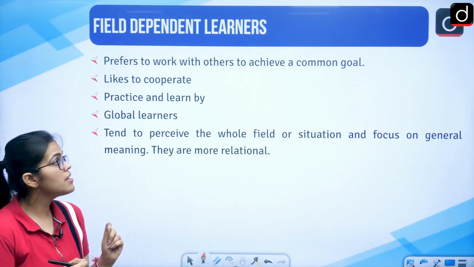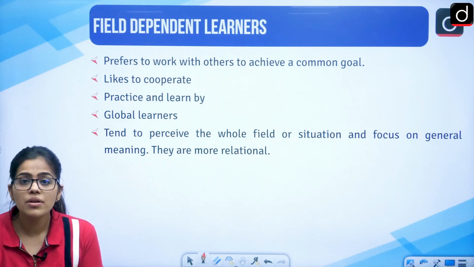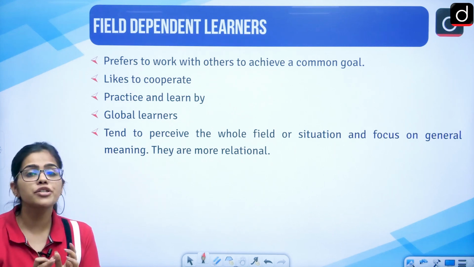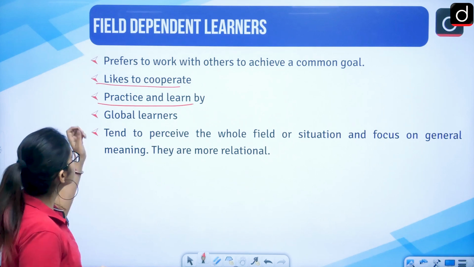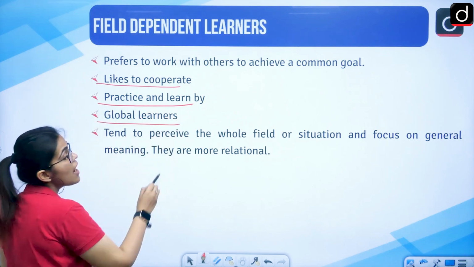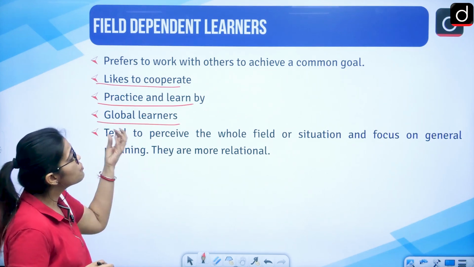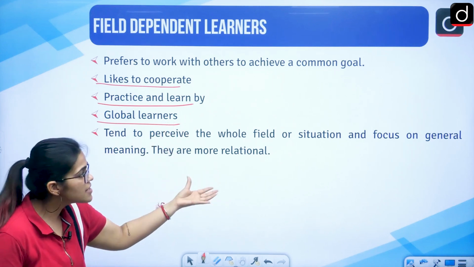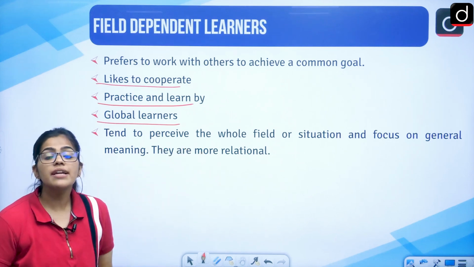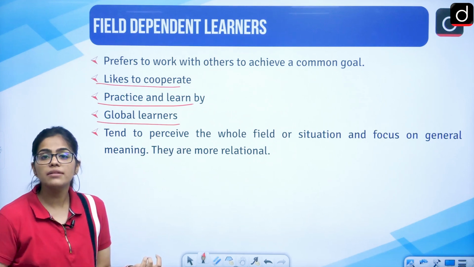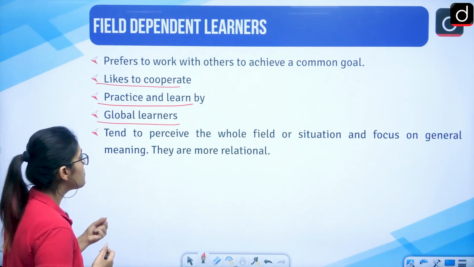Field dependent learners prefer to work with others to achieve a common goal. They prefer to come to the class and work together. They like to cooperate. They practice and learn, right? Then they are like the global learners. They will work with everyone. They tend to perceive the whole field and the situation and focus on general meaning. They are more relational. So they try to build good relationships with others because they cooperate with other people, and with cooperation, they will learn things better, right?